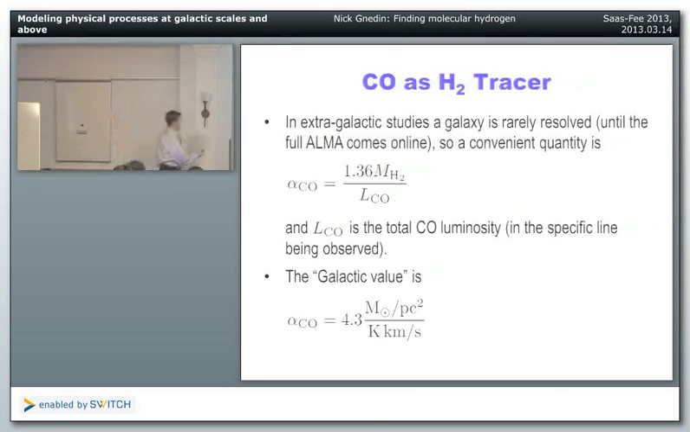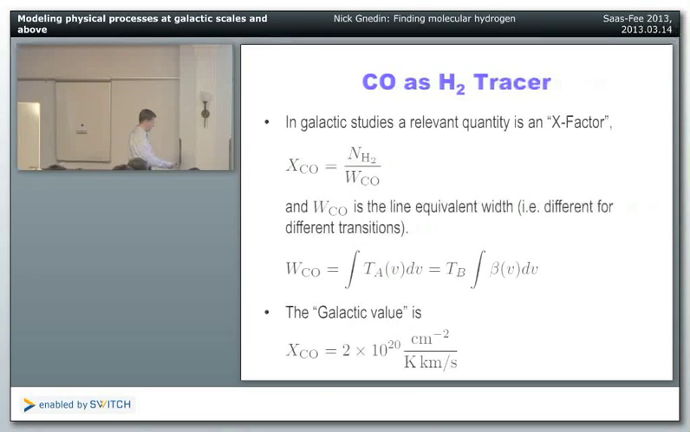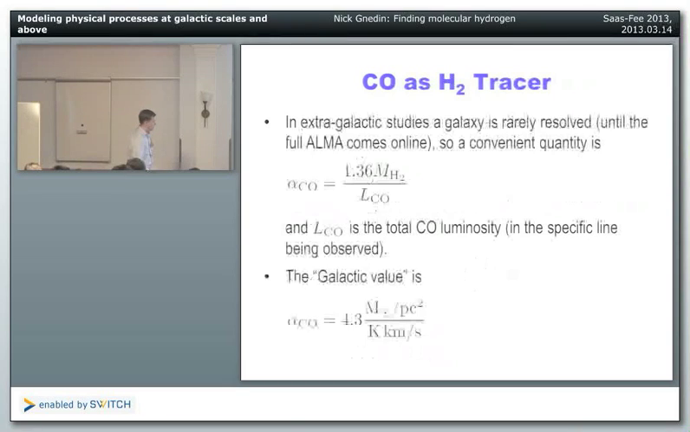Again, if you know this number, all you have to do is measure the luminosity from this galaxy in this radio line, multiply it by this factor, and you get the mass of the gas. And this galactic value, this number, is in fact exactly proportional to this one. There is just a unit conversion between them. So that number corresponds to 4.3 in those units. This is solar masses per parsec squared, per kilometers per second.